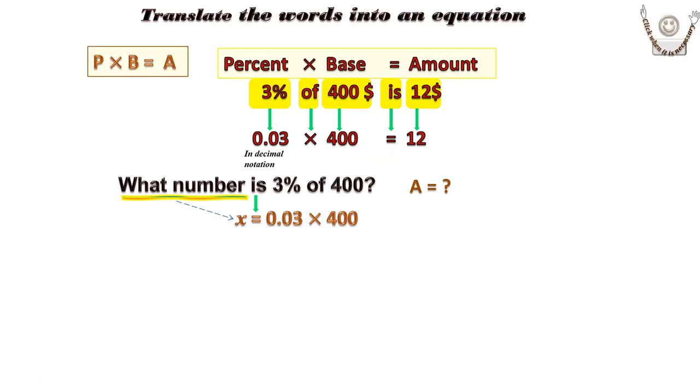In the previous slide, we learned how to write out equations. Now we have to focus on how to solve those equations. The first type. What number is 3% of 400? As you remember, x equals 0.03 times 400. The easiest, just use your calculator and you will see the result.